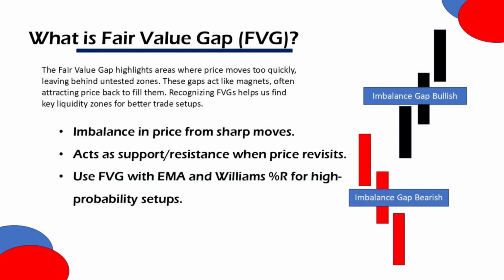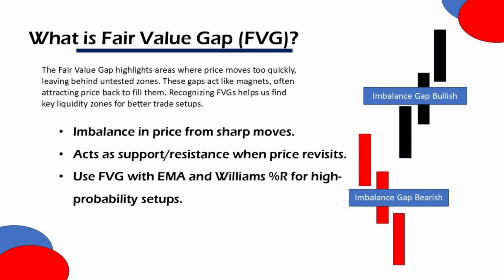What is FVG, fair value gap? The fair value gap, FVG, is an important concept in market analysis, especially within the ICT inner circle trader framework. It occurs when price moves too quickly in one direction, creating an imbalance in the market. This leaves behind an unfilled gap between the current price and previous price action. Essentially, the market hasn't fully tested or processed the price levels in this gap, creating a potential opportunity for traders.